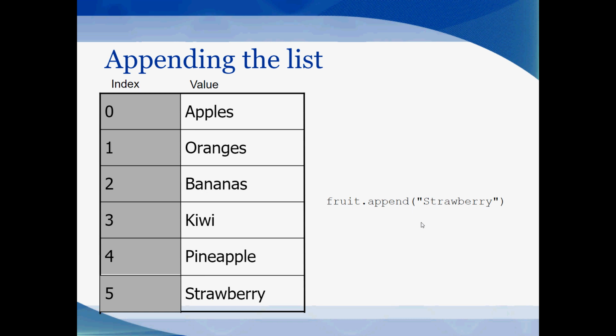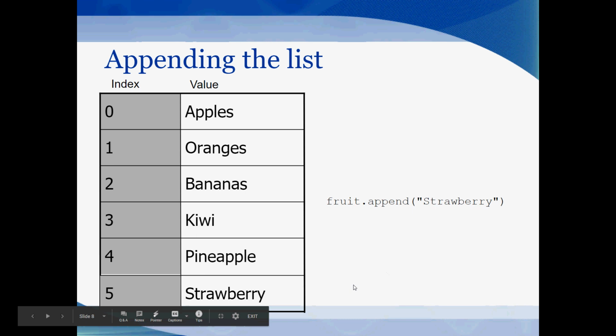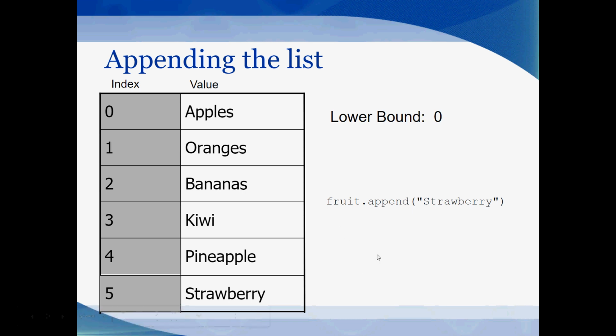Okay, if you want to append to your list, you can. I can say fruit.append strawberry, and that will just add another item onto my list. This time I have a lower bound of 0 still, but my upper bound is now 5, even though there's 6 items in the list.